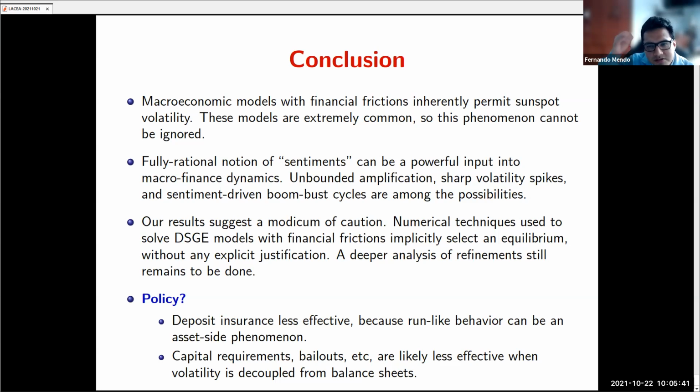Now, our results call for caution. The profession usually takes numerical simulations of these models and tries to do policy exercises. What we're saying is that if we are right, the numerical procedure is implicitly selecting one of these equilibria without any justification. So this might not be ideal, especially for policy exercises.